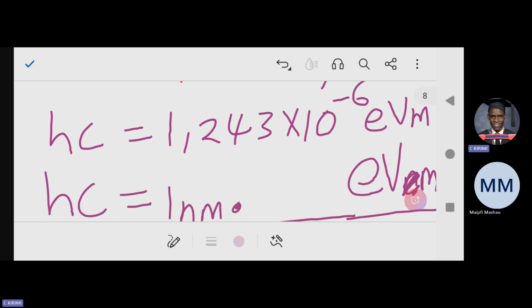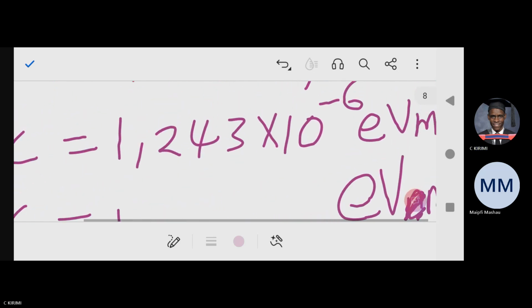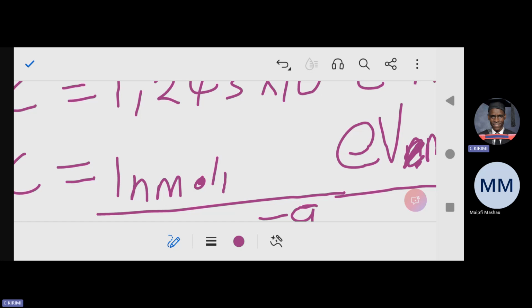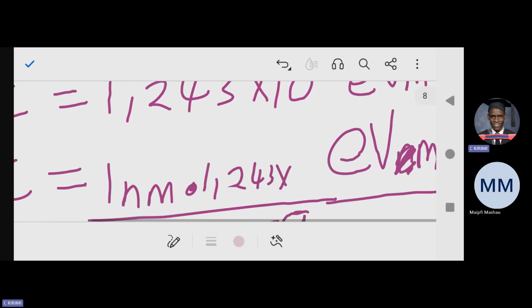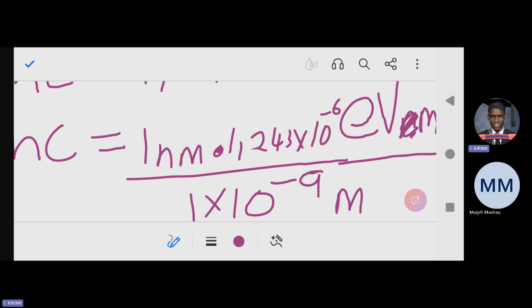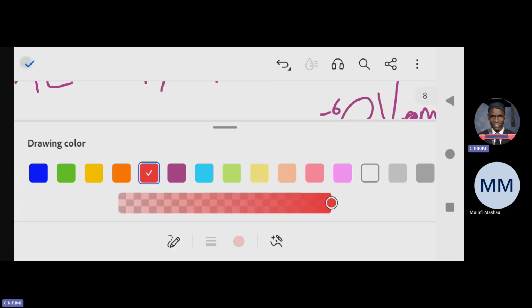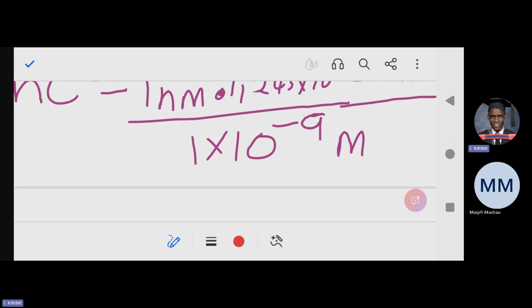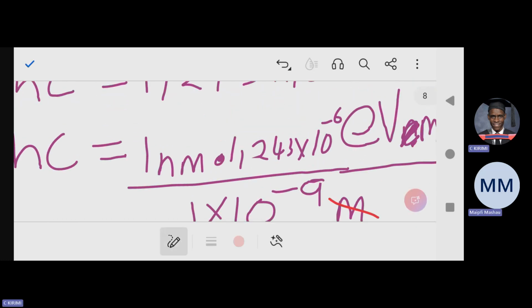Then we are going to multiply by 1.243 times 10 to the power negative 6 electron volt meter. So that the meter on the denominator cancels the meter on the numerator. The units cancel. Then you are left with electron volt multiplied by the nanometer.